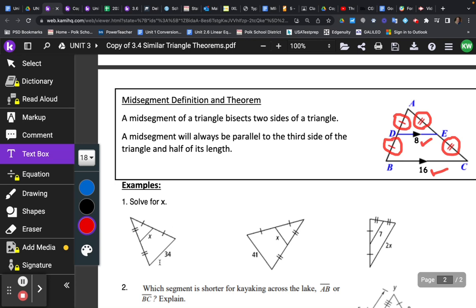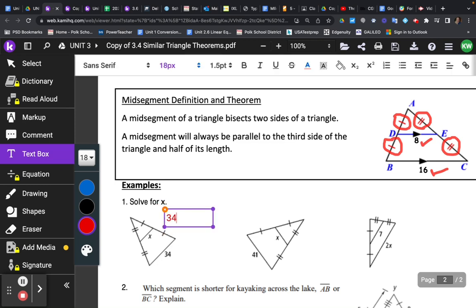So what do I need to do? Well, I have the larger mid-segment. So all I'm going to do is divide that in two. And what does that equal? 17.